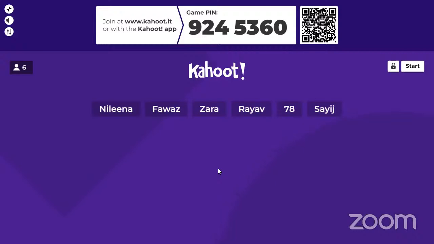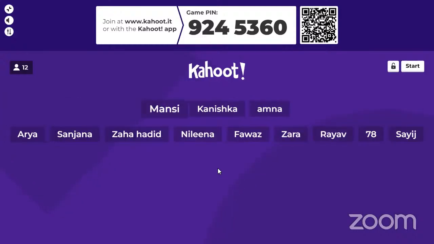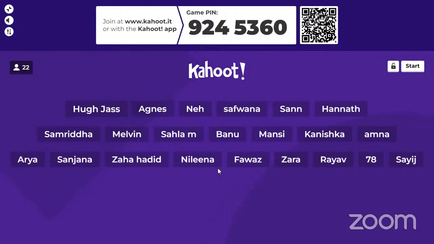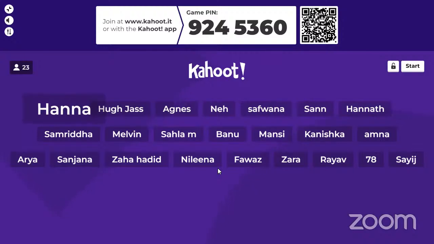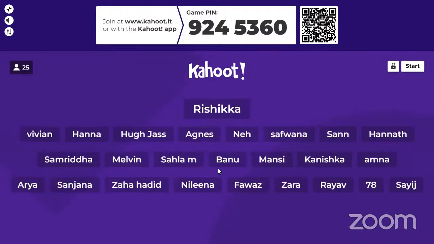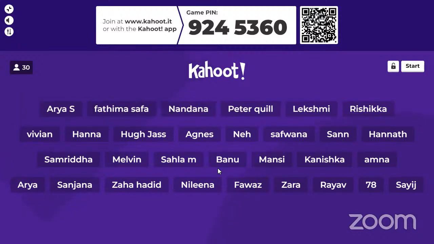Sarah, Raya, Nilina, Saha, Adit, Sanjana, Arya, Kanishka, Amna, Mansi, Banu, Sahila, Samrtha, Vivian, Hanna, Rashika, Lakshmi, Peter, Phil, Nandana, Fatima, Safa, Arya S.